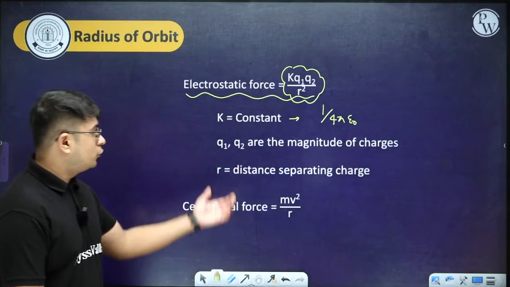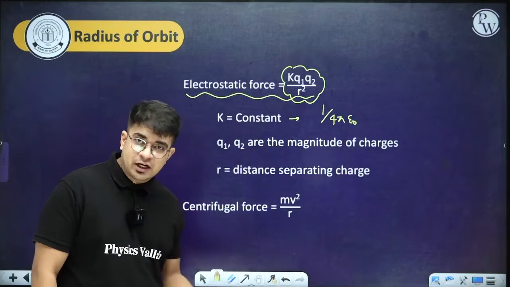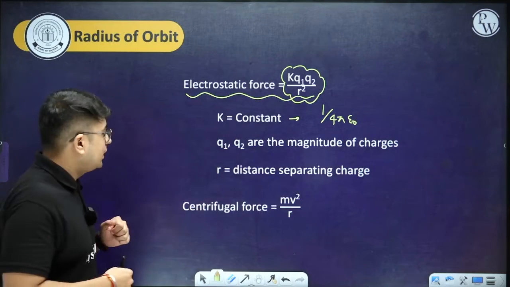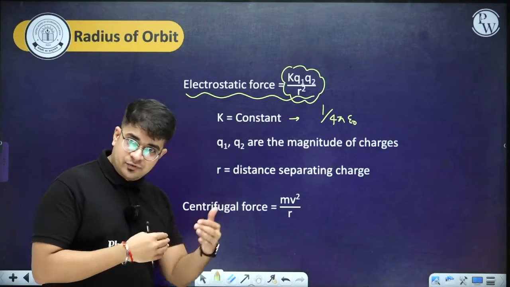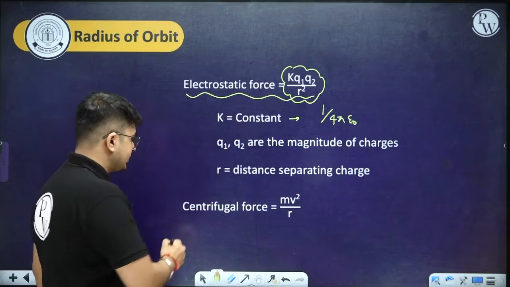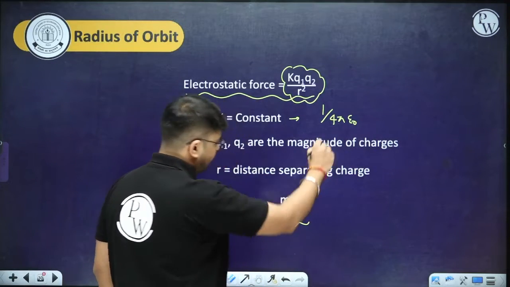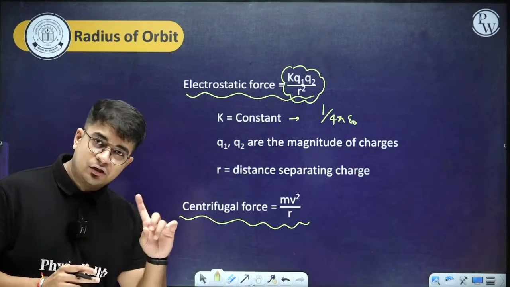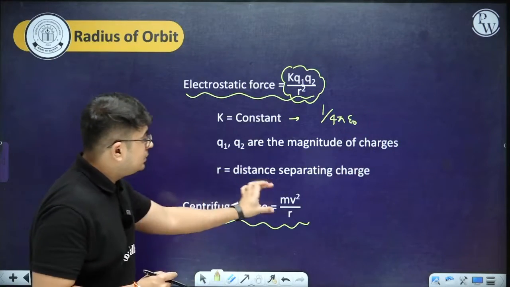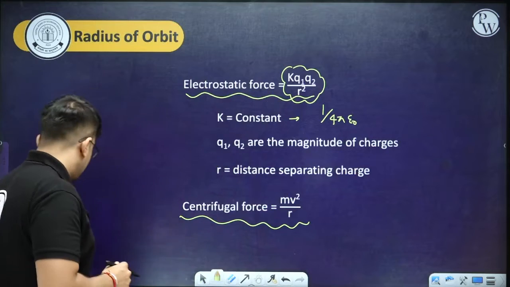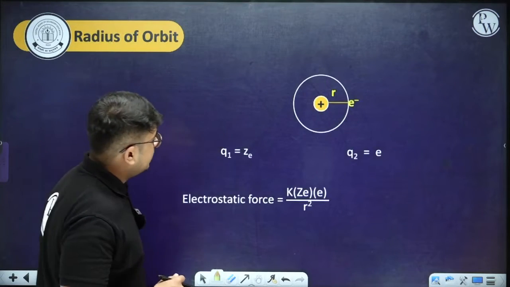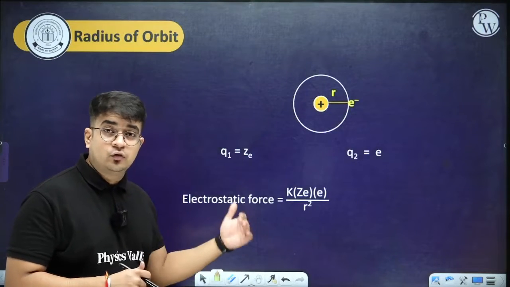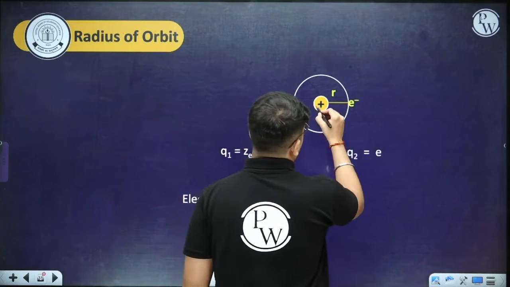Now Q1 and Q2 are the magnitudes of the charges we are considering. The first one is the nuclear charge and the next one is the charge of the electron. r is the distance separating them. In this case, the centrifugal force is mv square over r. So at the balance position, when the electron is revolving in a specific path, these two forces are going to be balanced.